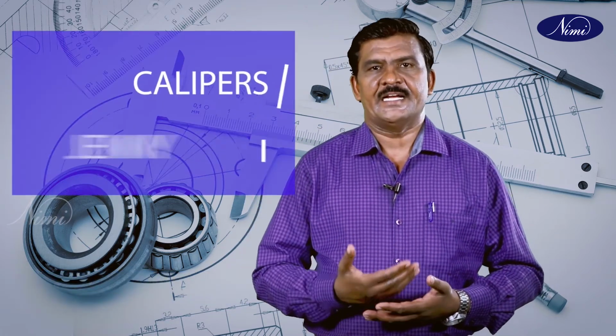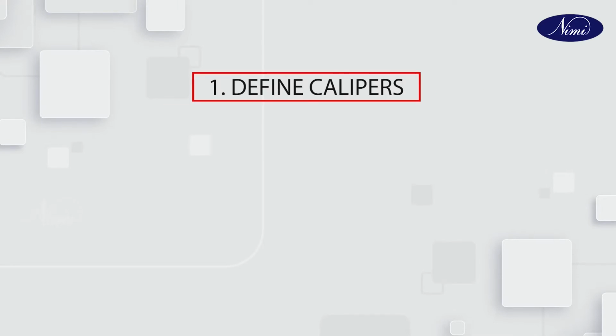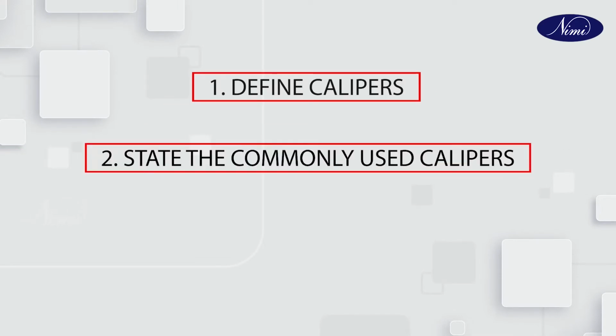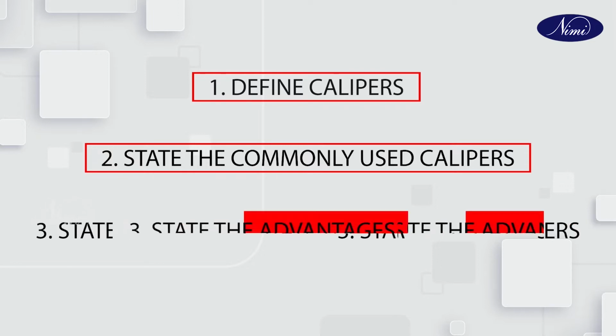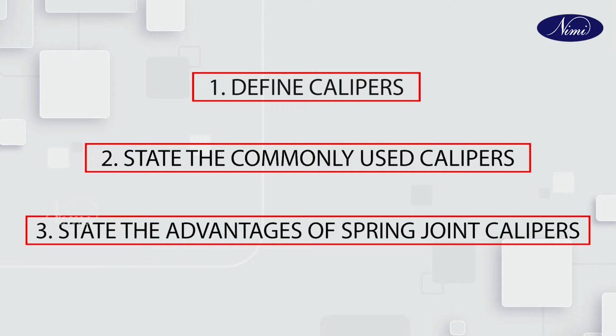Today we are going to discuss about calipers, Jenny calipers. First we will see the objectives of calipers. Number 1. Define calipers. Number 2. State the commonly used calipers. Number 3. State the advantage of spring joint calipers.